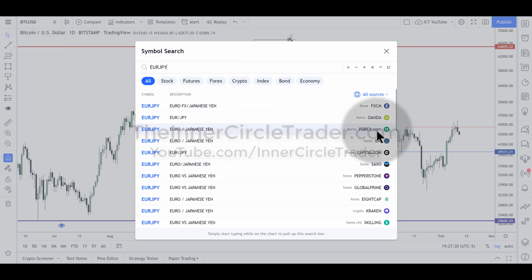Whenever I'm looking at data from TradingView, this is the data feed I use for Forex pairs only, Forex.com. I don't want to use Oanda. Definitely not them.